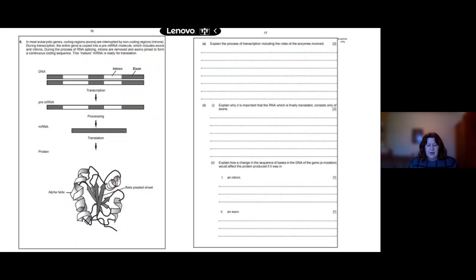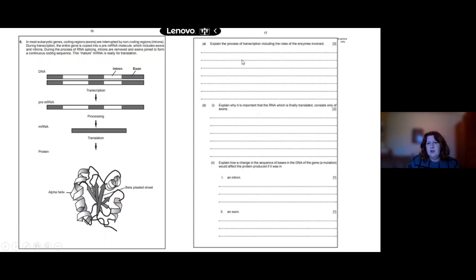Right, on to another question now. It says in most eukaryotic genes, coding regions, exons, are interrupted by non-coding regions called introns. During transcription, the entire gene is copied into pre-mRNA. We've talked about that. That includes exons and introns. And during the process of RNA splicing, the introns are removed and exons are joined, as you can see here, to form a continuous coding sequence. Then we've got mature or functional messenger RNA. So all the things we've already discussed.